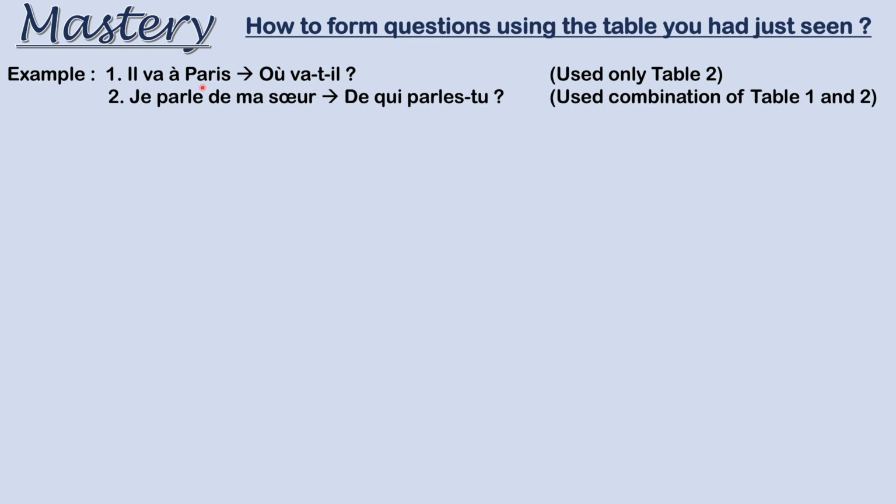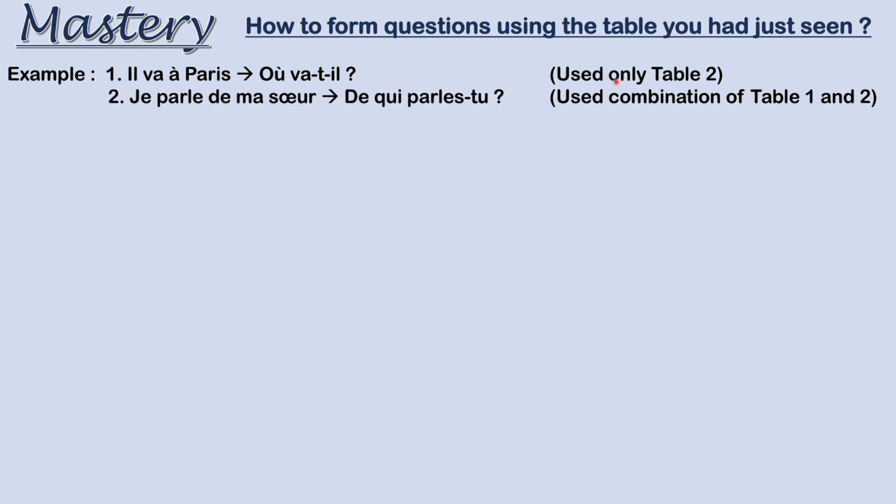Example: il va à Paris. Il va à Paris means he, il, third person singular; va is the verb aller, to go, he goes; and à is the preposition to. So he goes to Paris. The question formed here will be où va-t-il? Où va-t-il means where he goes. An inversion is there, as you can see here. So you need to know.